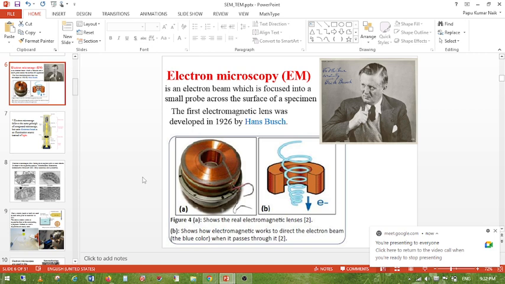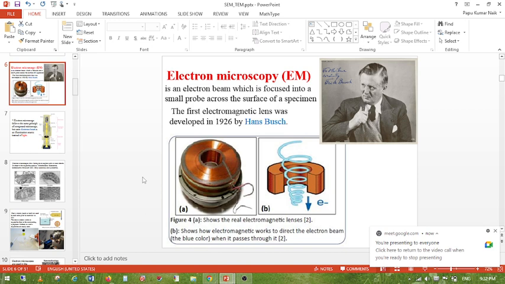Here the electron is passed through and falls on the plate where the sample is kept, and again it falls on the detector, so we can see magnified images that may be 10,000x. So the electron microscope is again of two types. What are these two types?